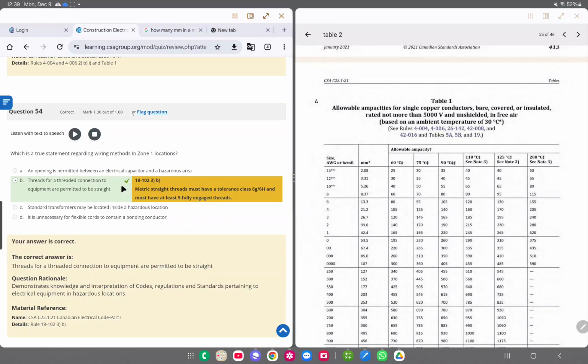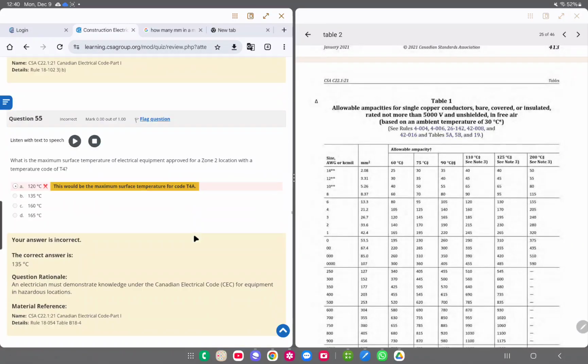Which is a true statement regarding wiring methods in zone 1? Threads for a threaded connection to equipment are permitted to be straight. This is in section 18-102 3B. Metric straight threads must have a tolerance class 6G6H and must have at least 5 fully engaged threads.